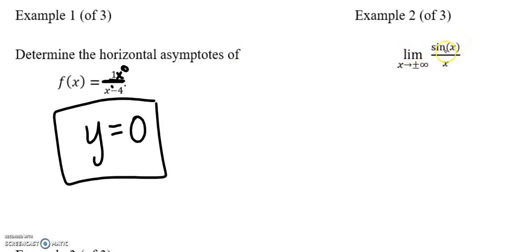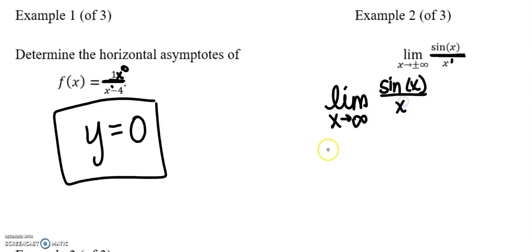Well, let's think about this, because we have a ratio, but sine does not have a degree that we can compare with the degree of x to the first. So we've got to do a little bit more work. The limit as x goes to infinity, that's one question being asked. And the limit as x approaches negative infinity of sine of x over x, that's another question being asked, right? This plus or minus is technically two different questions.